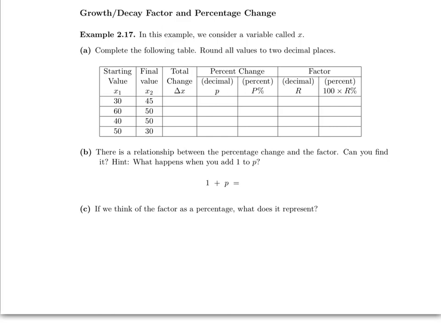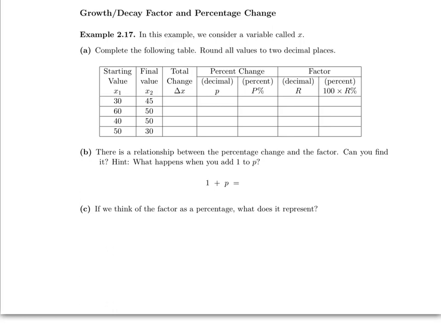In this screencast, you will learn about the relationship between growth and decay factors and percent changes. We start with a motivating example. In this example, we consider a variable called x. Let's look at part A. Complete the following table. Round all values to 2 decimal places. This example will provide a very good review of the other ways of representing change in a variable.